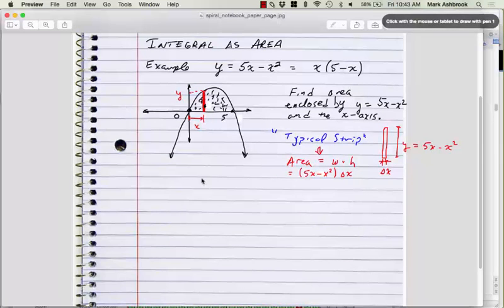I want to sum up the strips. So that's just a typical strip. I could have chosen it here, or here, or here, or here. All right, so where's the first strip? It's 0, right? The first strip is at x equals 0.